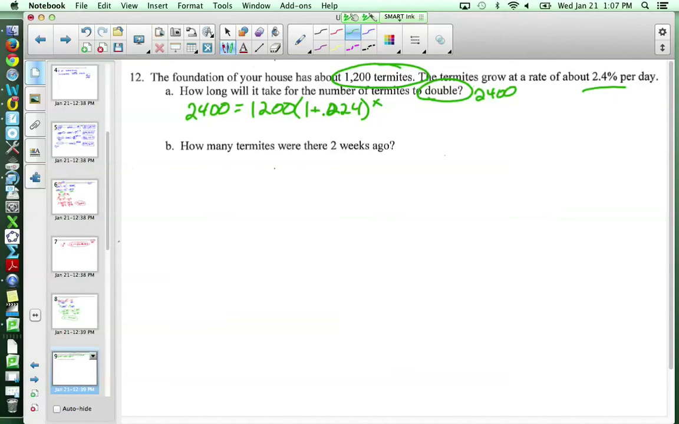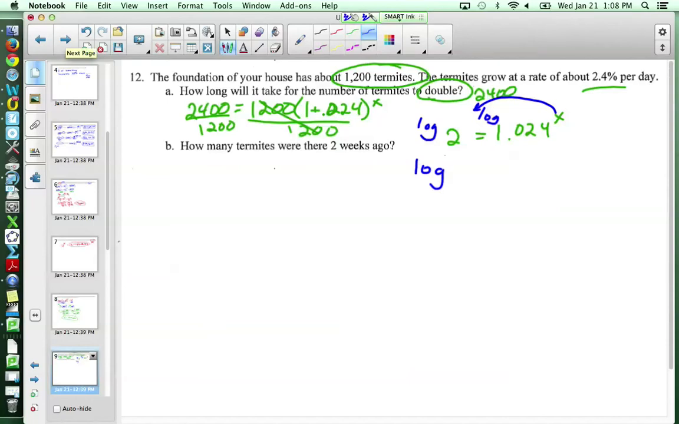And then we want to solve this equation. Divide both sides by the 1,200. On the left side, 2,400 divided by 1,200 gives us 2. I'm going to jump to the right here. 1,200s cancel. 2 equals 1.024 raised to the x power. Take the log of both sides. When we take the log of the right, we can swing the x out front. So we get the log of 2 is equal to x times the log of 1.024.